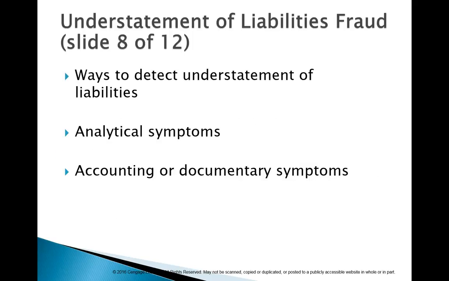So we've talked about ways to detect understatement of liability. We've talked about the analytical symptoms, where we're looking at interest expense. Maybe it's too high, like we talked about. Looking for what their accounts payable and accrued expenses were in the prior year, because if operations are about the same, then you would expect a similar amount of accounts payable and accrued expenses in the next year.